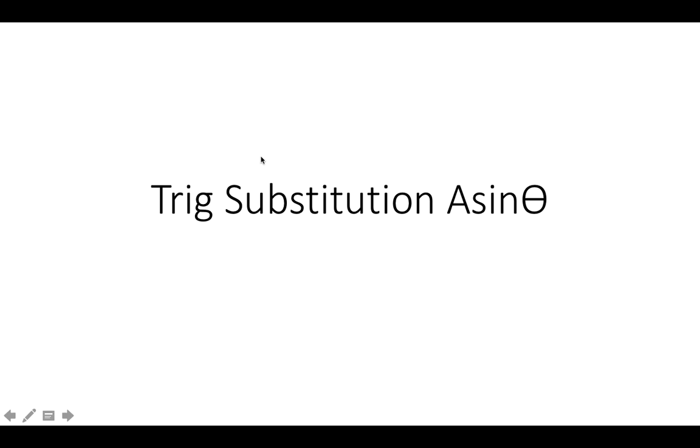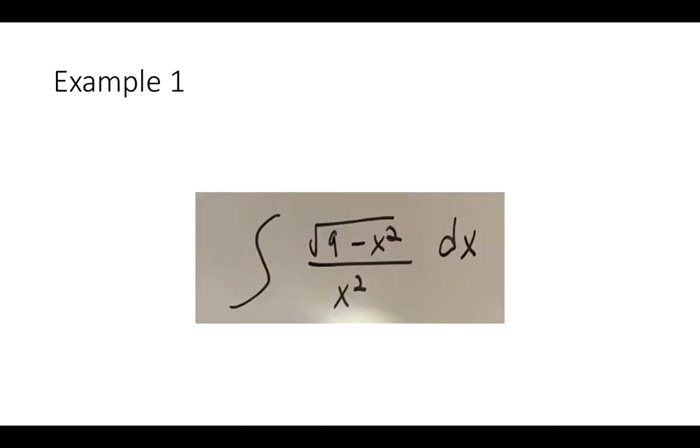Today I will be going over how to solve a trig substitution example when we're given the values associated with the integral of a sine theta. Alright, so the question starts off with: what is the indefinite integral of the square root of 9 minus x squared, divided by x squared, dx?